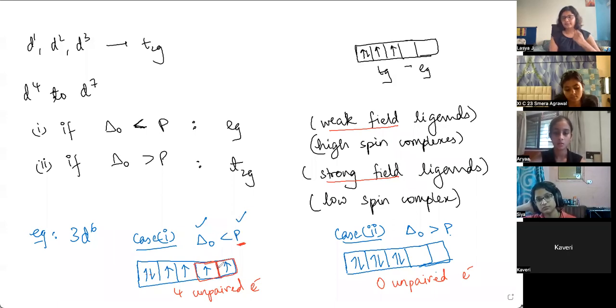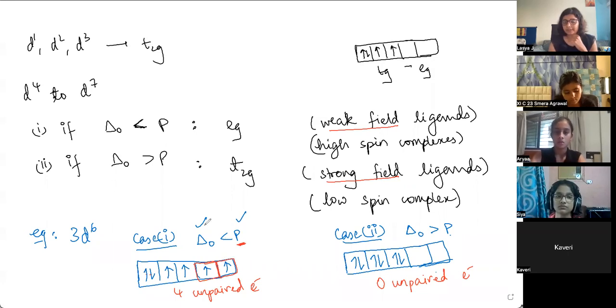I didn't understand. What exactly did you not understand, Kaveri? This, like, if it's strong field, then there is higher delta naught, that I understood, and then it will be harder to... After that, what you said, I didn't get, like, about the Eg.